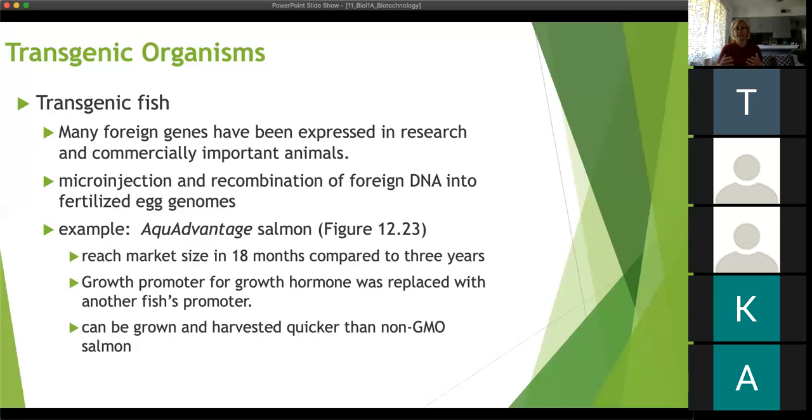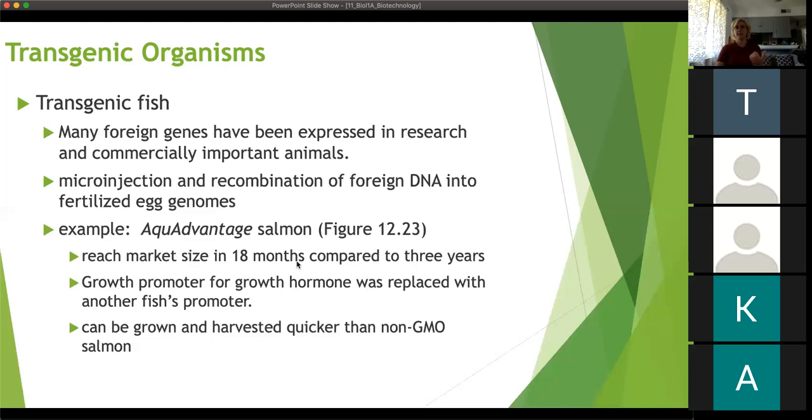And so basically what they did is they replaced the normal growth hormone promoter. Remember, the promoter is where the RNA polymerase will bind for transcription. They replaced the normal salmon growth promoter, which allows the fish to grow in 3 years, with a growth promoter from a fish that grows much more quickly. I don't know which fish. It's probably proprietary. So now the fish produces more growth hormone because the promoter is different. It produces more growth hormone, it grows bigger faster.